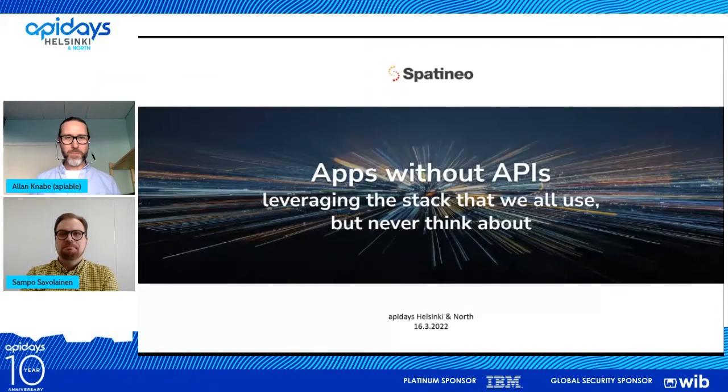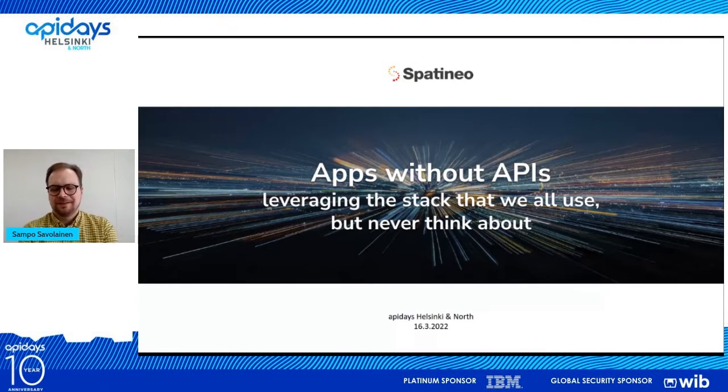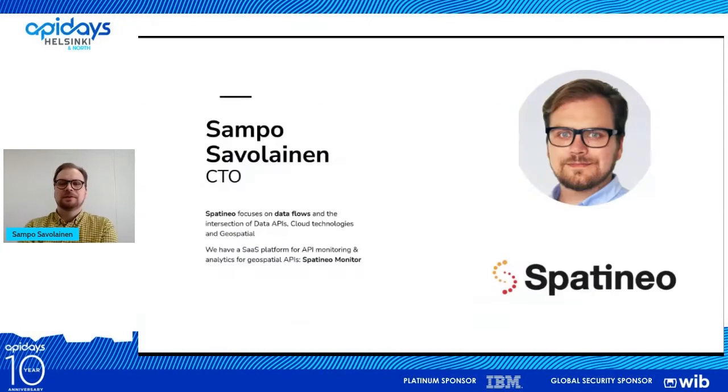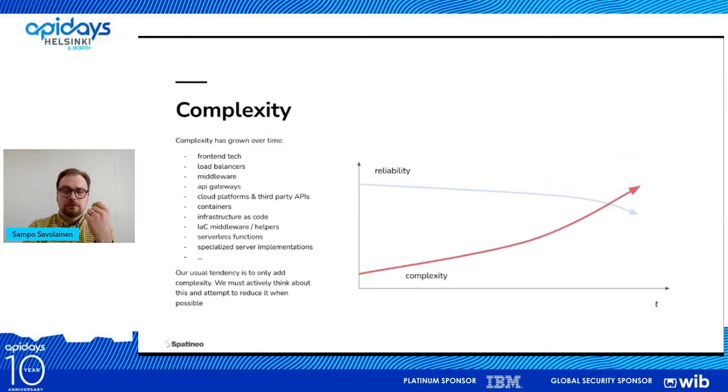So yeah, my role here is to be the grumpy old man complaining about all the APIs. Not that I wouldn't use them myself, but to get a bit of a different perspective. So I'm the CTO of Spatineo. We're over 10 years old. We focus on data flows, data APIs, cloud technologies, geospatial. And we have a SaaS platform that's used for API analytics and monitoring for geospatial APIs. It's called Spatineo Monitor.